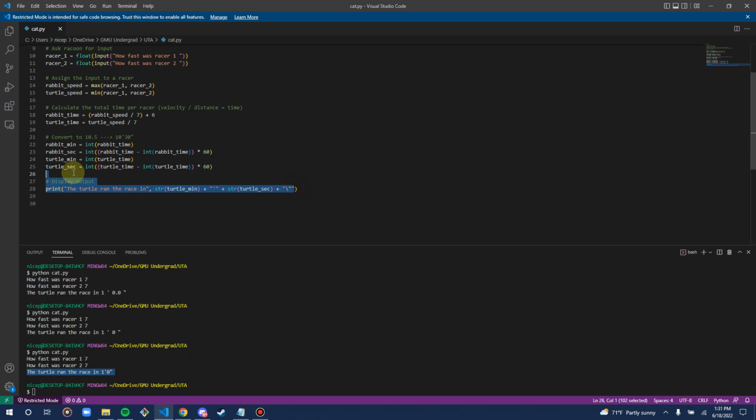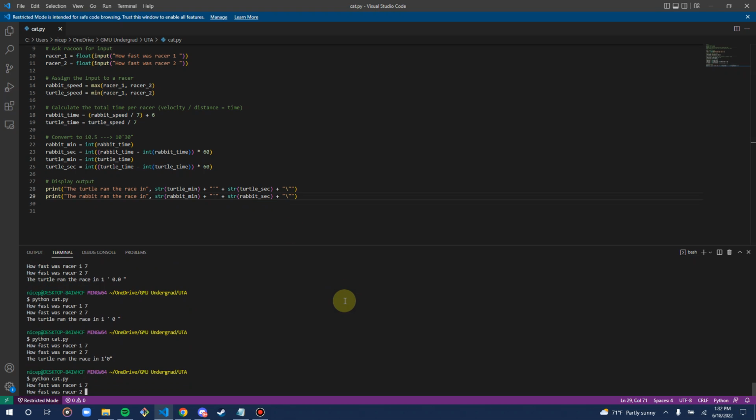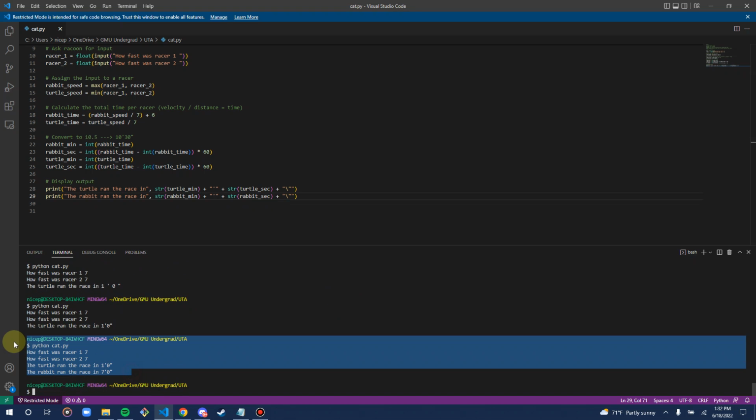So I'm just going to copy and paste this for Mr. Rabbit, and it should show us 7 minutes and 0 seconds. So let's just say the rabbit ran the race in rabbit's min, and rabbit's second. I'm going to save that and run it here, 7 and 7, and we got the expected output.